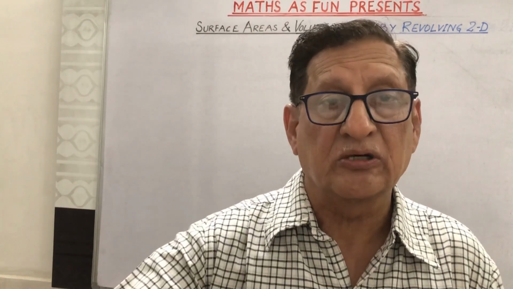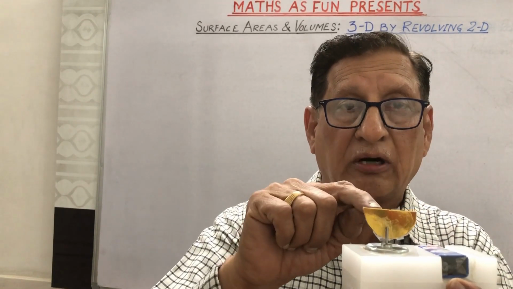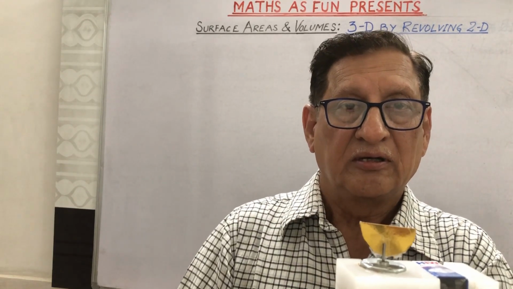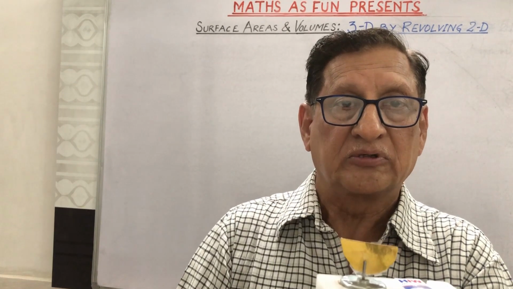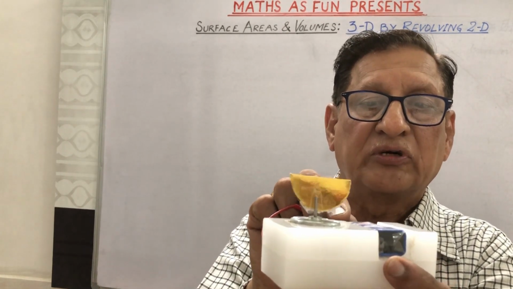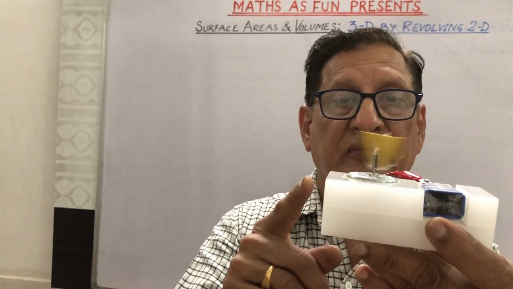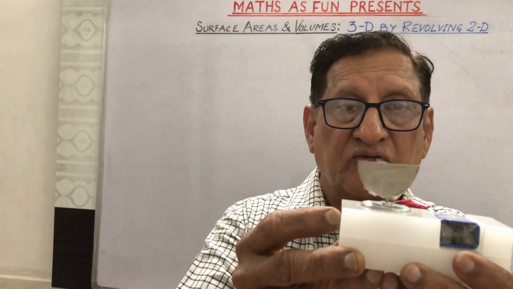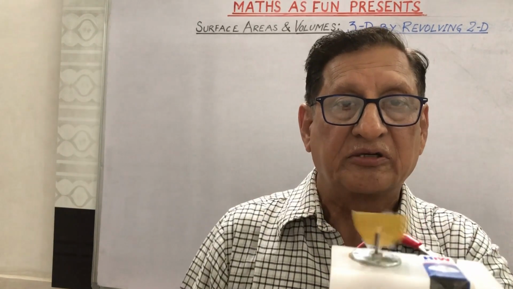If we take a semicircular sheet, you can see here this is a semicircular sheet. If we revolve it along one of its radii, that is the vertical radius, then we find a hemisphere is formed. We can see it practically here. If I revolve it along the vertical radius, see here, this is a hemisphere formed. You can see it from this side also. So a hemisphere is formed by revolving a semicircular sheet.